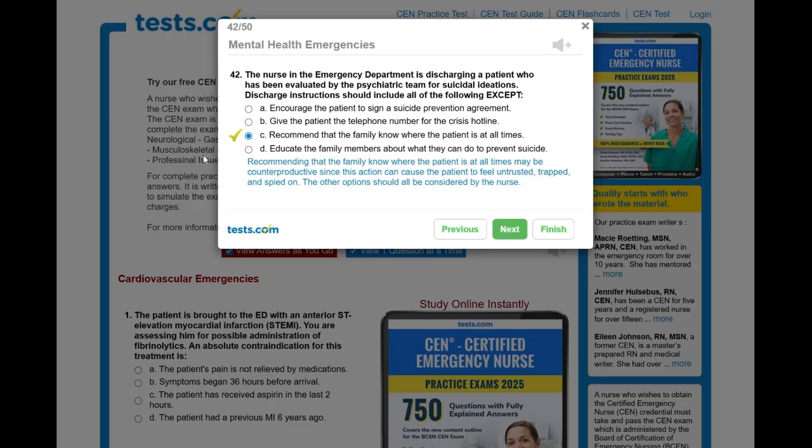C. Recommend that the family know where the patient is at all times. Recommending that the family know where the patient is at all times may be counterproductive, since this action can cause the patient to feel untrusted, trapped, and spied on. The other options should all be considered by the nurse.